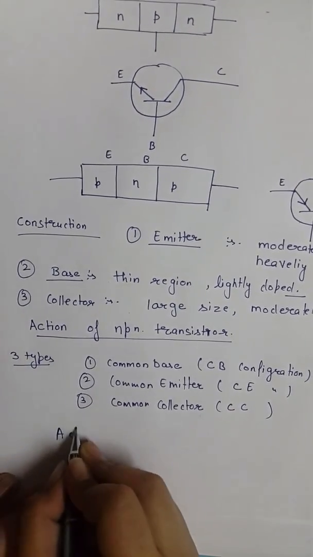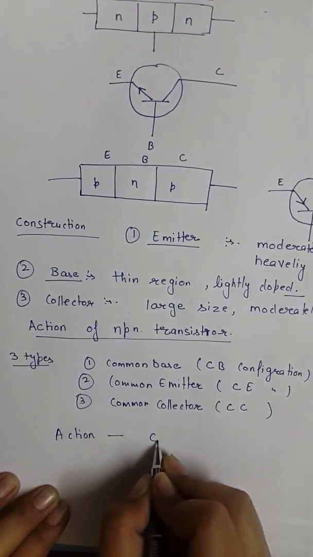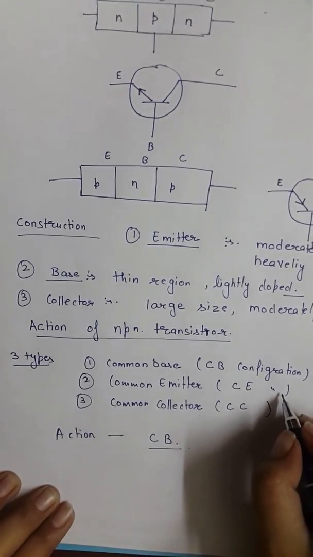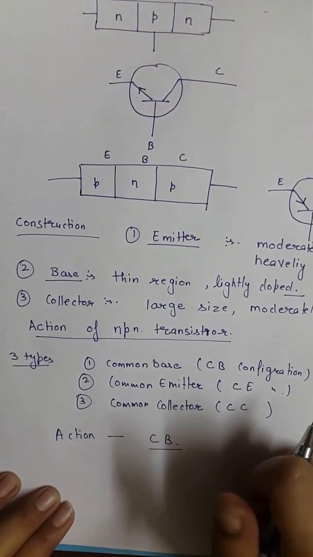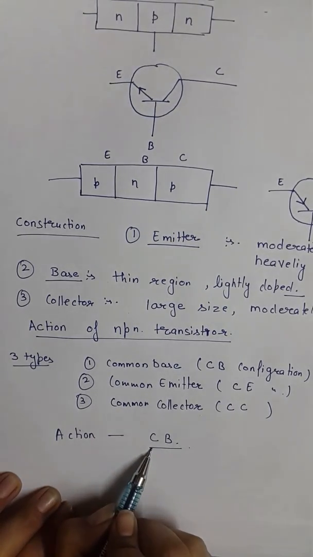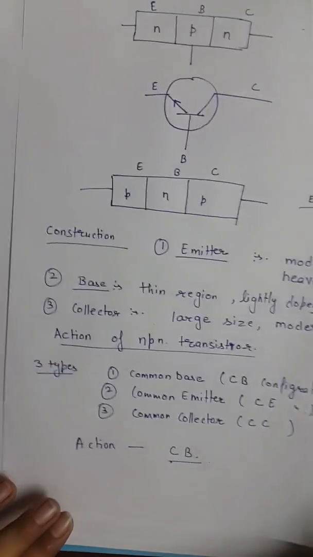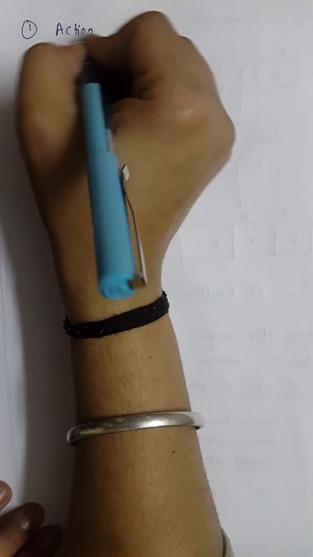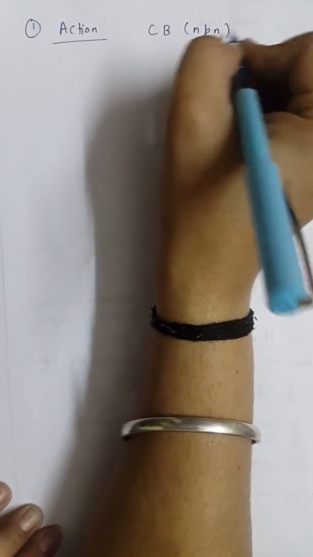For the action, we will discuss only the CB configuration, while in our CBSE syllabus there is common emitter for the characteristics. So first we'll go ahead with the action of the common base transistor and then we'll move forward with the characteristics. So talking about the action, let's now do the common base NPN transistor.